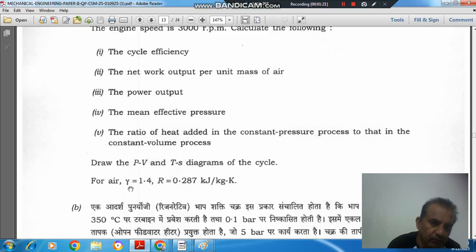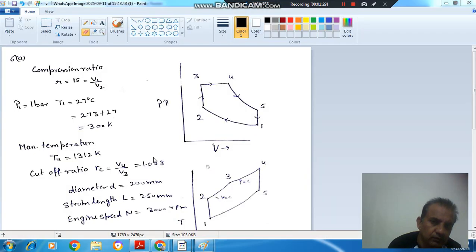So here this is your PV diagram of dual cycle. 1, 2 is isentropic compression, 2, 3 is constant volume heat addition, 3, 4 is constant pressure heat addition, this is isentropic expansion, and this is your constant volume expansion. And compression ratio r is equal to V1 by V2, given as 15. This is your compression ratio, total volume by clearance volume.